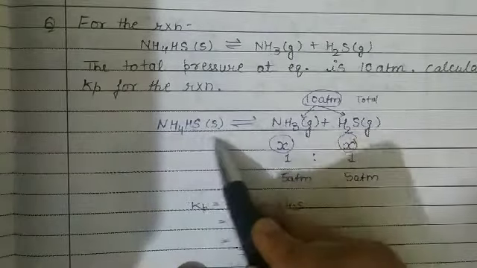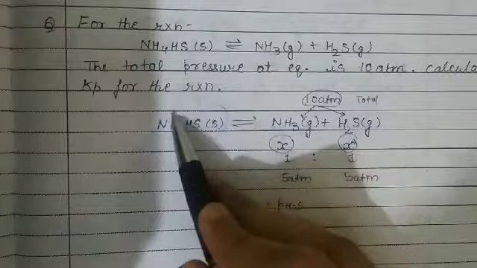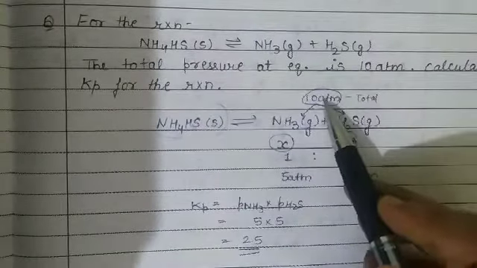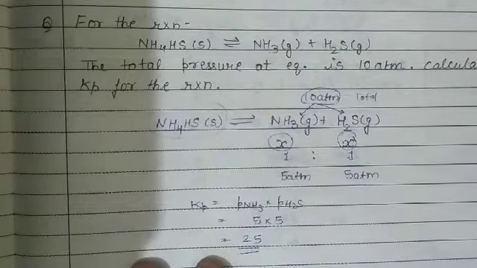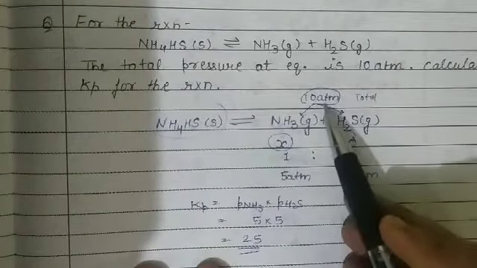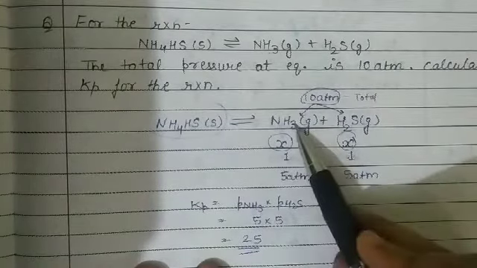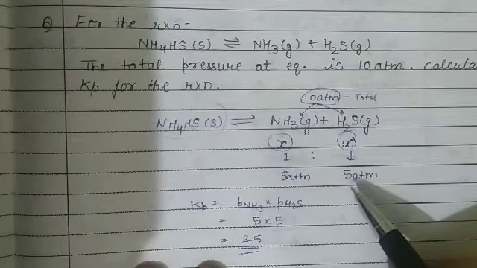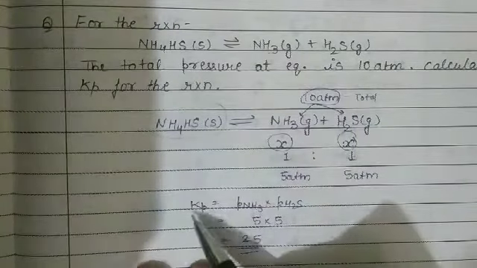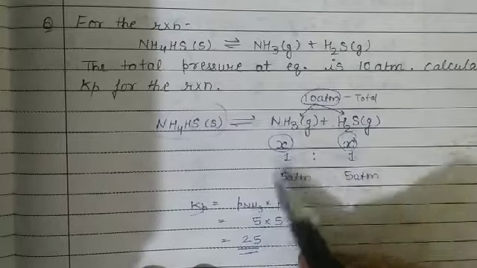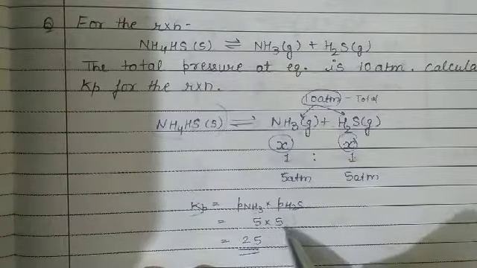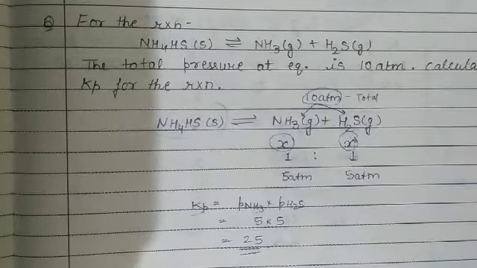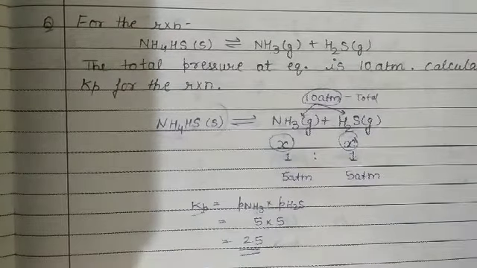and solids do not have pressure, means the total pressure 10 atm will be divided into ammonia and H2S only, in the ratio of 1:1. So 5 atm for NH3 and 5 atm for H2S. Now we can write the Kp. So Kp will be partial pressure of NH3 multiplied by partial pressure of H2S, which is 5 into 5, equal to 25. See the next question.